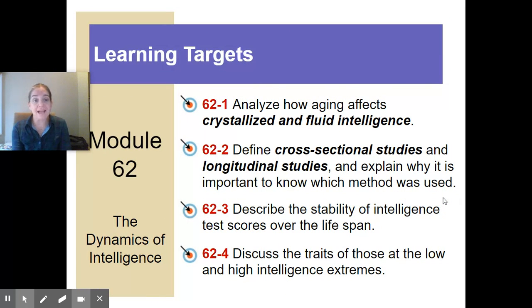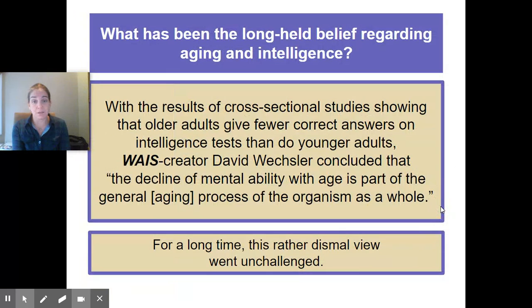And then lastly, module 62, the dynamics of intelligence. We're going to return back to crystallized and fluid intelligence and different types of studies and the extremes of intelligence. So the long-held belief regarding aging and intelligence was that over time your intelligence dropped. We know now that that's not necessarily the case. That dismal view was unchanged for many decades, but now we know that it was due to flawed study techniques.